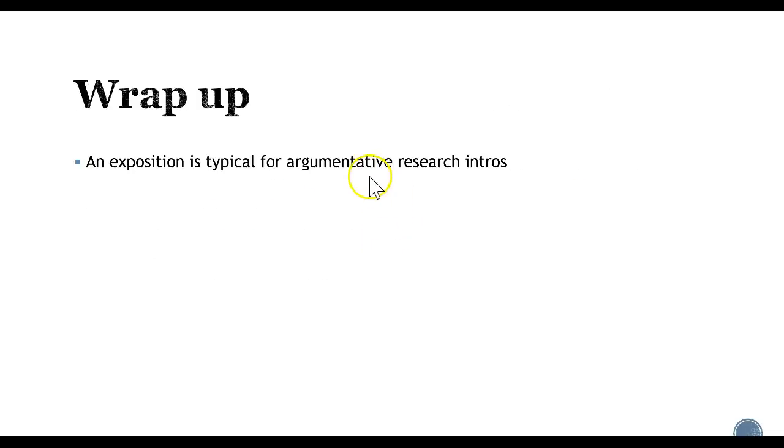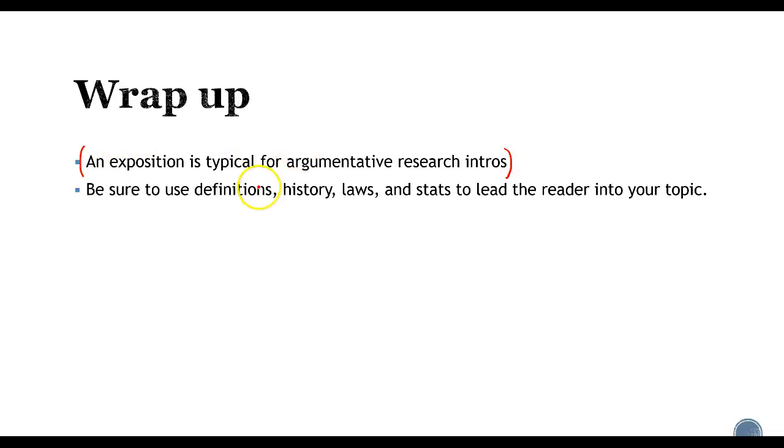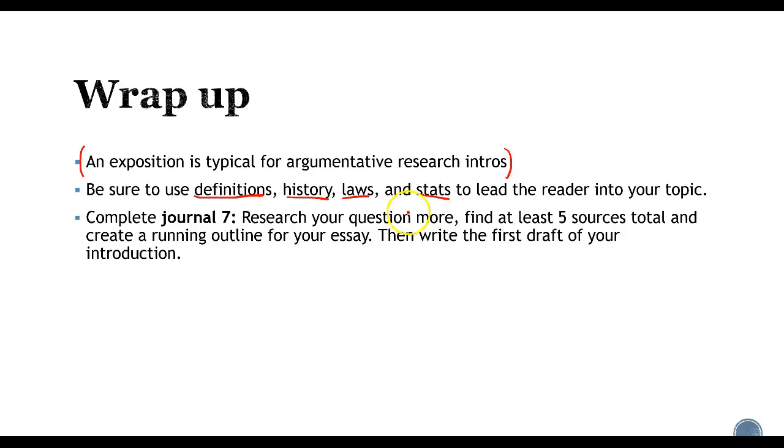So let's wrap it up real quick. So for argumentative research essays, expositions are really typical. The reader usually needs to know some kind of background, and that's what you're supposed to do when you write a research paper. So you give the reader some key definitions, history, laws, and statistics that lead the reader into the topic and allow that reader to listen to your thesis. So now we've finished this lesson.